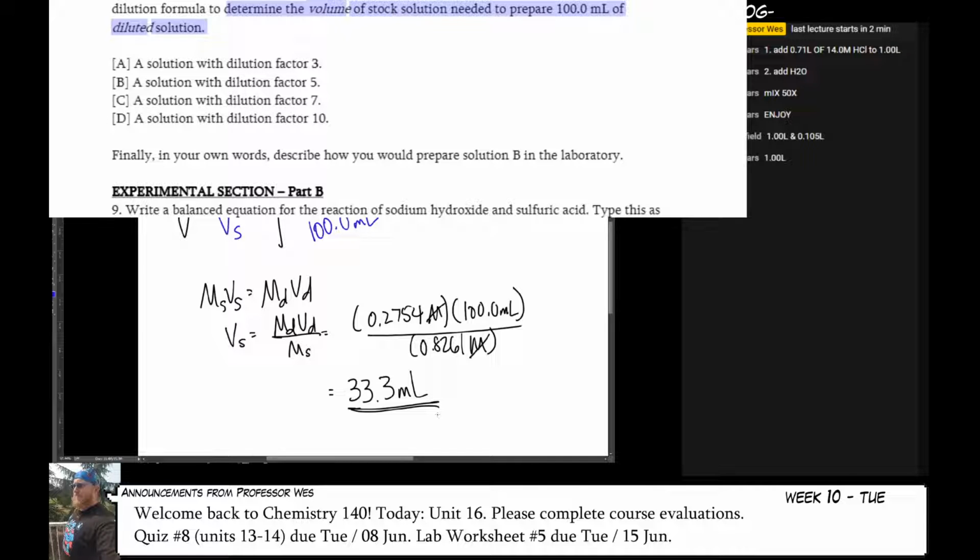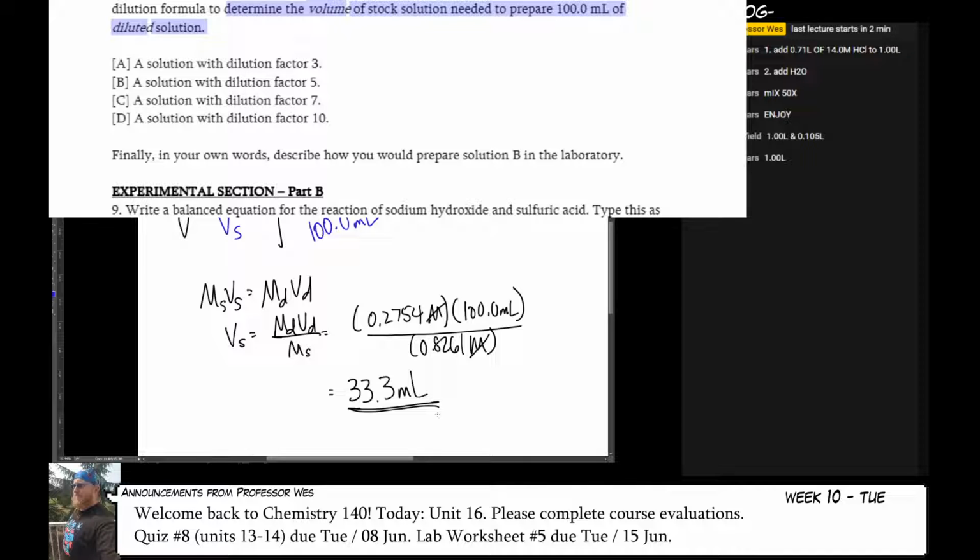You actually had to do the calculation for all 4 of them, so you should get a volume of stock solution needed to prepare all 4 solutions. Then for solution B, I want you to write the procedure of how to prepare that solution in the box. For solution A, for example, I would take 33.3 milliliters of stock vinegar, 0.8261 moles per liter, put it in a 100 mL flask, add water to the mark, and mix 50 times. There you go. That's part A. So we've done part A completely, and we've done the dilution section completely.